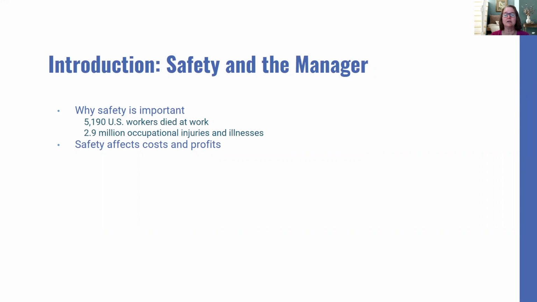Safety and accident prevention concern managers for several reasons. One is the staggering number of workplace accidents. In one recent year, 5,190 US workers died at work, up from 4,800 the year before. And workplace accidents caused about 2.9 million occupational injuries and illnesses. Such figures probably underestimate injuries and illnesses by 2 or 3 times because a lot of people don't report it.